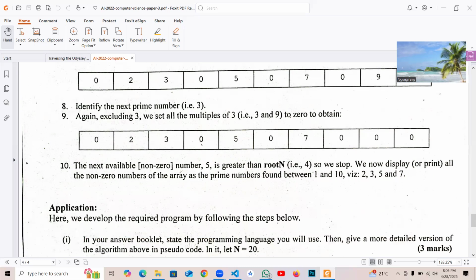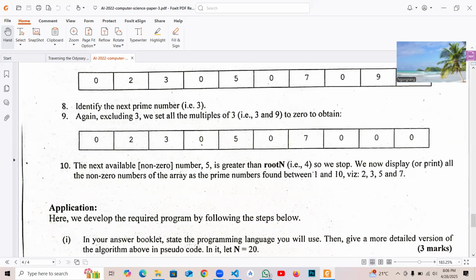And then the next available non-zero number is 5. This is a non-zero because the next number is 4, which is already 0, showing that it's not a prime number. And then 5 is a prime number. It's greater than square root of n. You see that the square root of 10, we are supposed to have a value that is below 4. So when you look at it very carefully, you see that 5 is already more than. So we stop. That's what they are telling us.